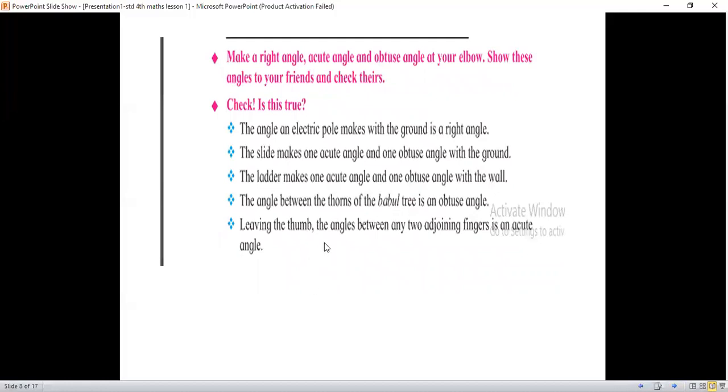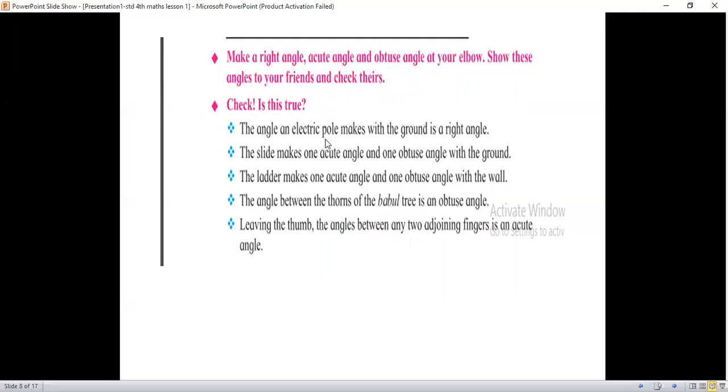Now, make a right angle, acute angle, and obtuse angle at your elbow. Show these angles to your friend and check theirs. So this is a game children can play with the help of their elbows by making right angle, acute angle, and obtuse angle. Now next is, check: is this true?